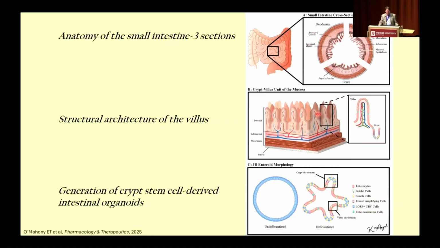Okay, so the anatomy of the small intestine, everyone knows, has three sections: duodenum, jejunum, ileum, and there's the villus here. The villus is what's important because it contains, in the basal layer, the crypt cells. The crypt cells use LGR5-positive multipotent stem cells. So how do we make intestinal enteroids?